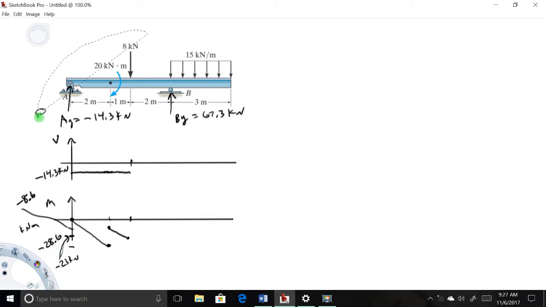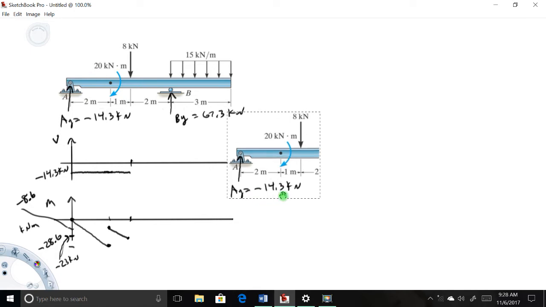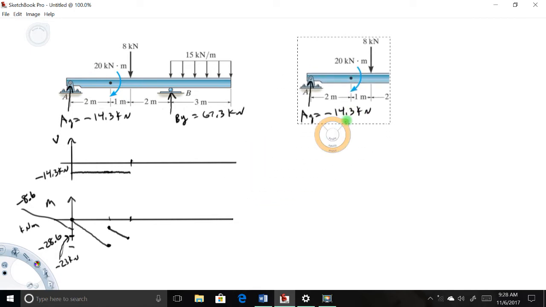All right, so I'm going to take this guy and we're going to cut it now in this region. Okay, so free body here, we're going to have to add an internal shear and bending moment.